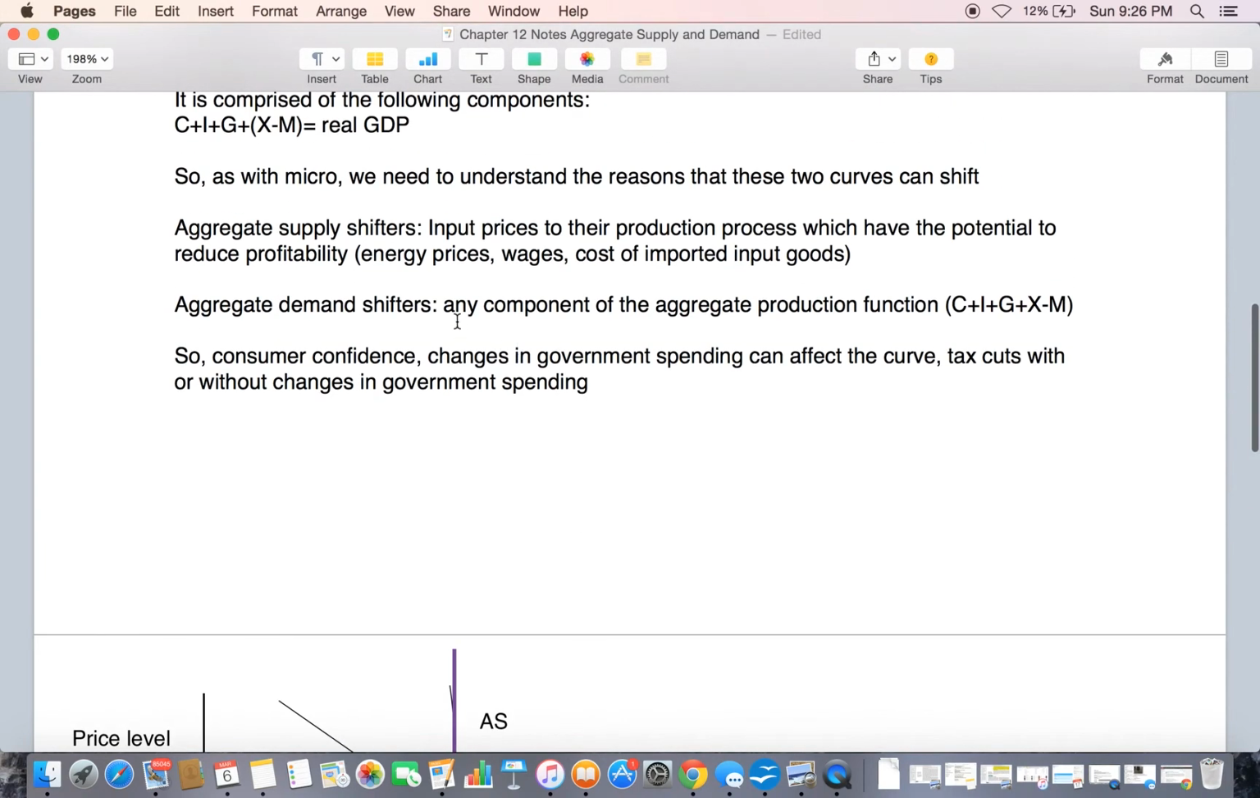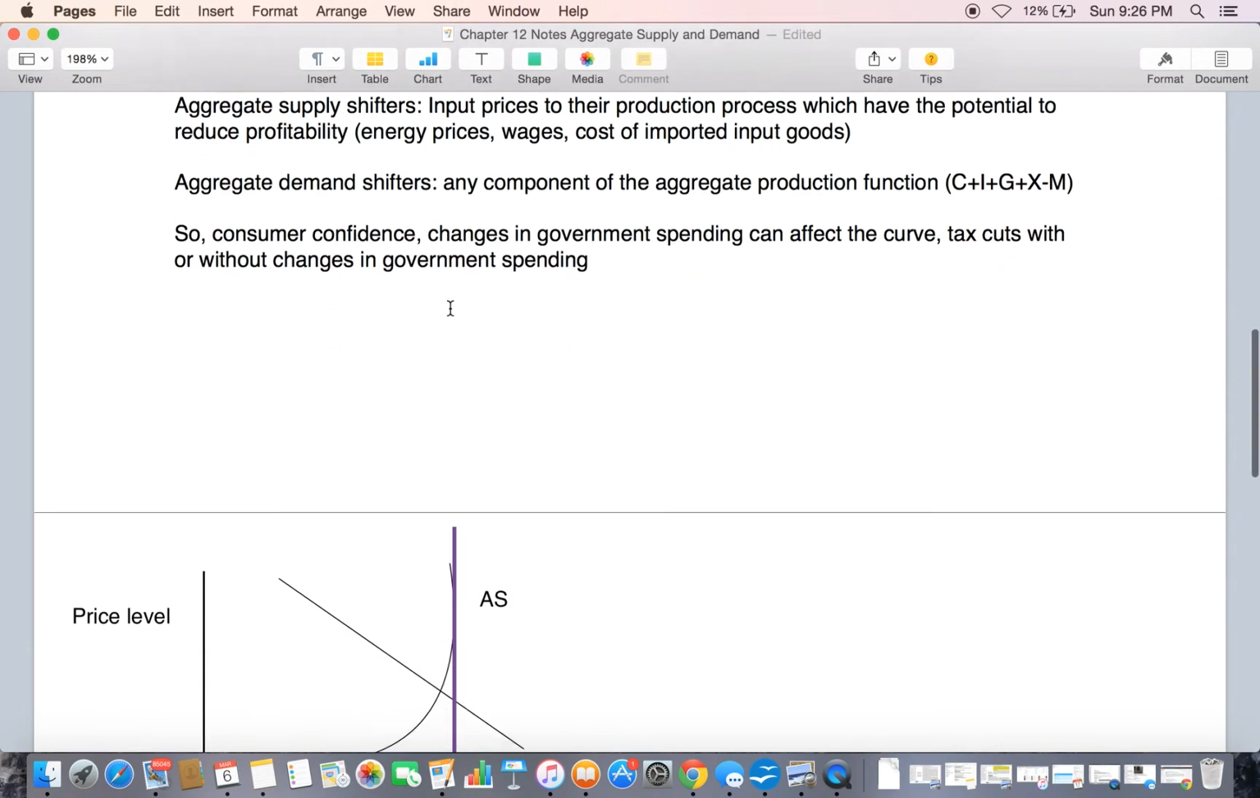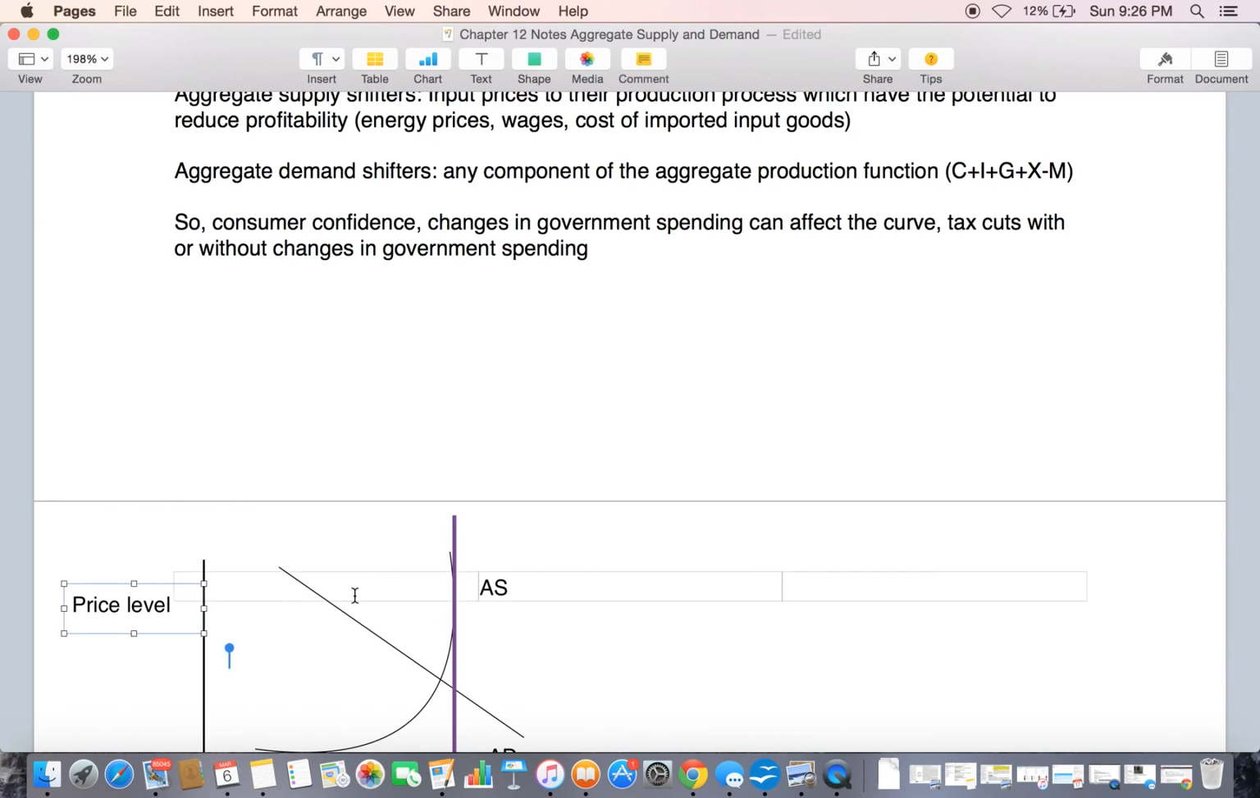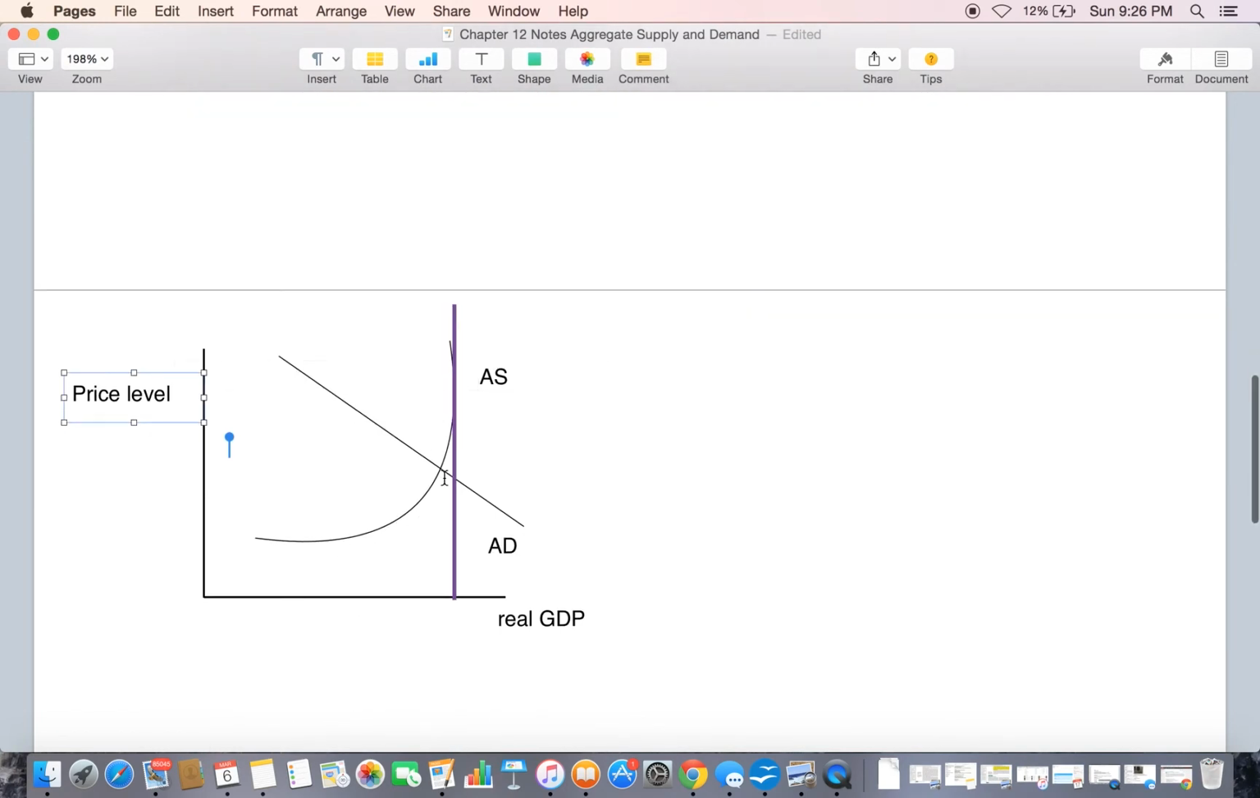Aggregate demand shifters are any component of the aggregate expenditures function. So if consumption, investment, government expenditures, or net exports change on their own, then we can expect to see a change in our aggregate demand, and our aggregate demand curve will shift. If we just see a change in price, we're just going to see movements along these curves.